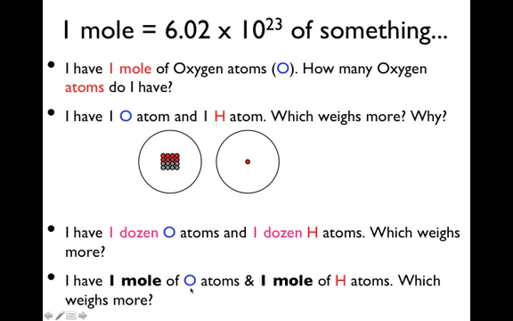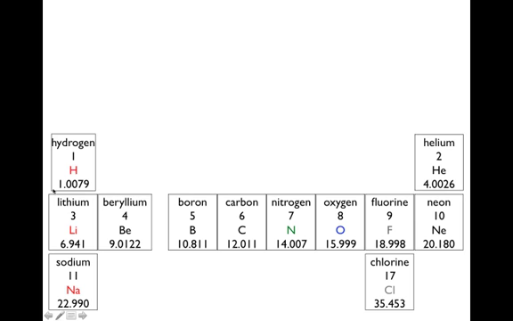I have 1 mole of oxygen atoms, and I have 1 mole of hydrogen atoms. Which one weighs more and why? You can pause here. And the answer is the same. The 1 mole of oxygen atoms, in other words, 6.02 times 10 to the 23 oxygen atoms, weighs more than 6.02 times 10 to the 23 hydrogen atoms. And we talked about this earlier in the unit, but just to emphasize it again, 1 mole of hydrogen atoms weighs this many grams. And all you have to do is look over at the oxygen box, and you can see that 1 mole of oxygen weighs about 16 grams. Here I'm rounding up, don't worry about the 0.999. This is basically very close to 16.